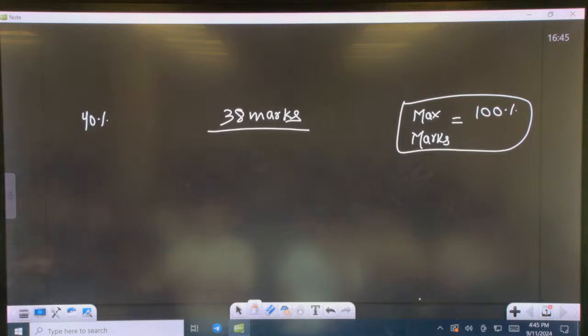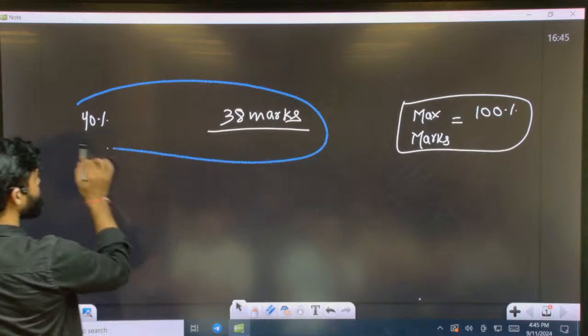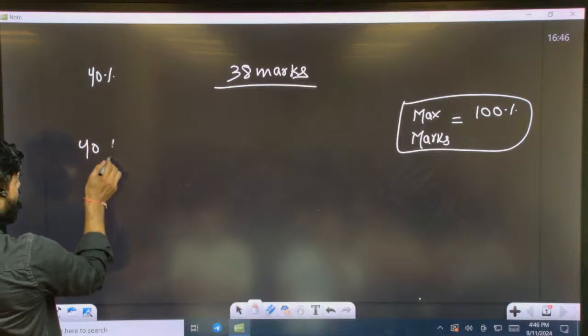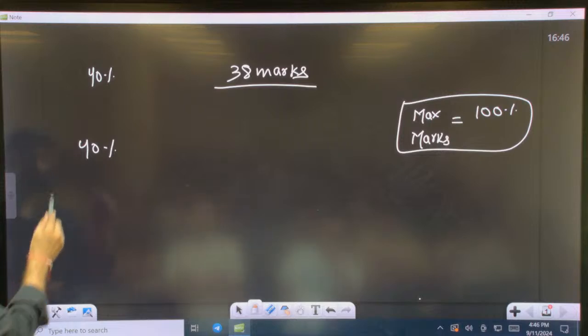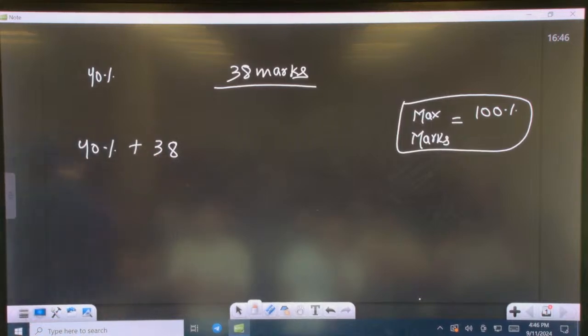Let's come to the question. One of the students appeared in the exam and he scored 40% and he failed by 38 marks. The thing is, try to understand this simple thing. A student scored 40% and he failed by 38 marks. If we provide 38 marks to the student, he will be passed.